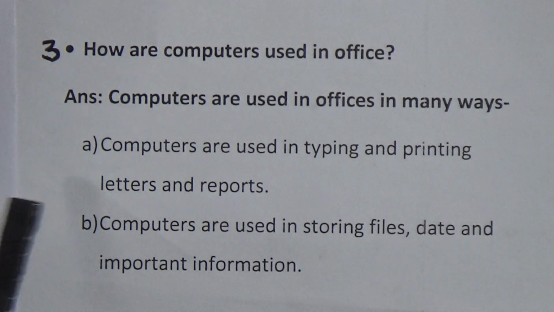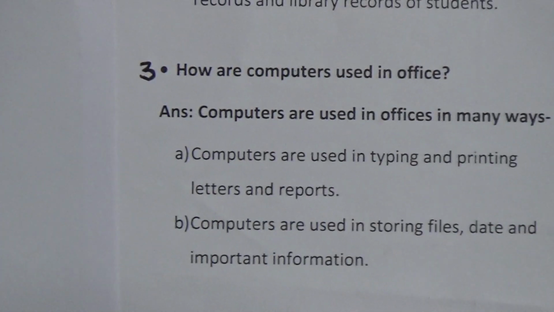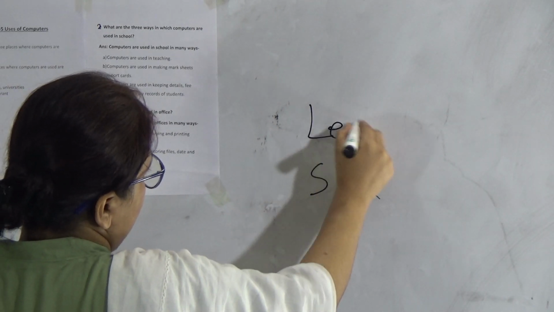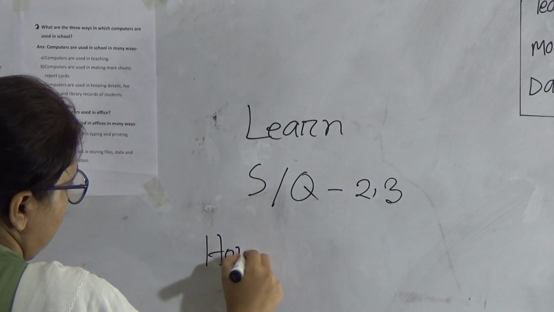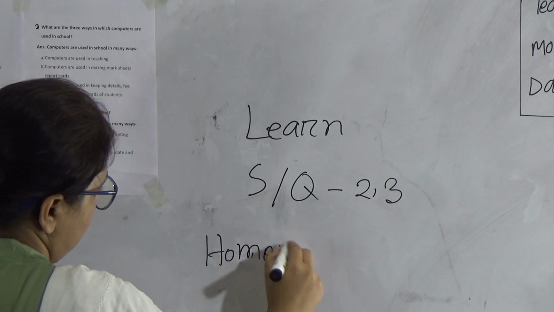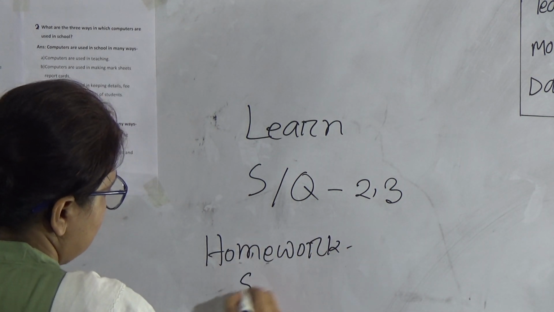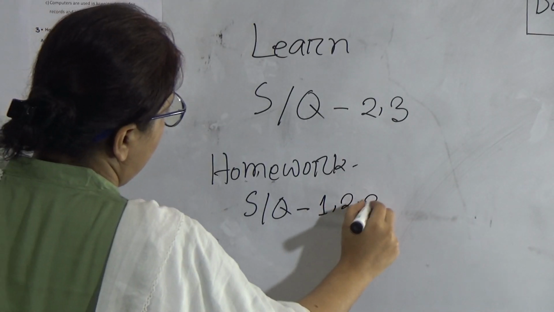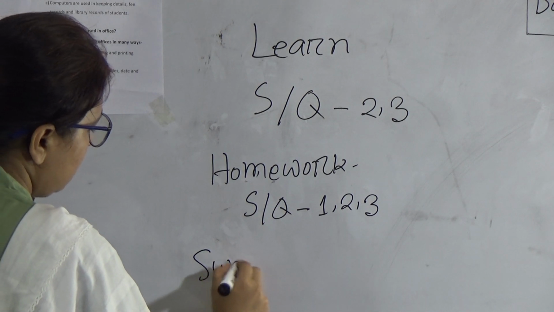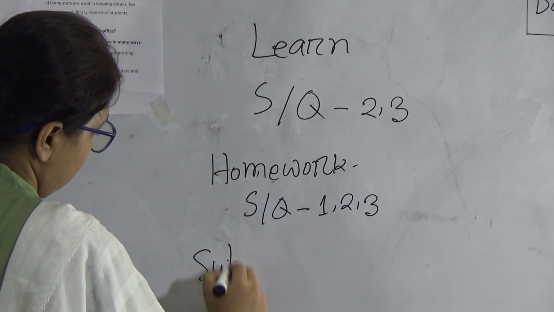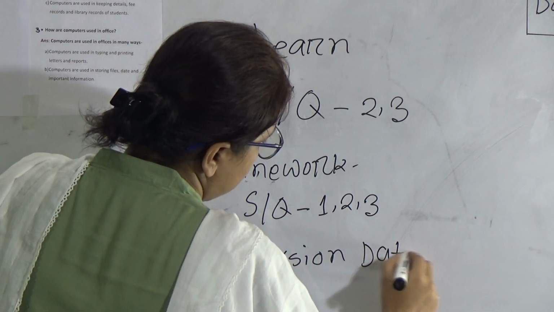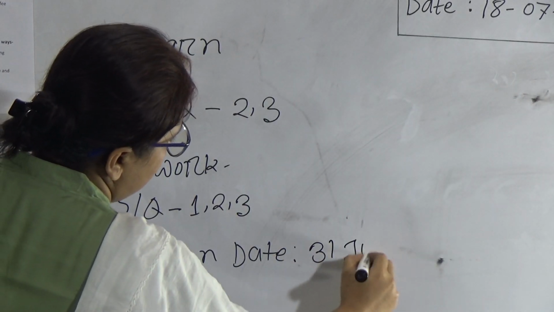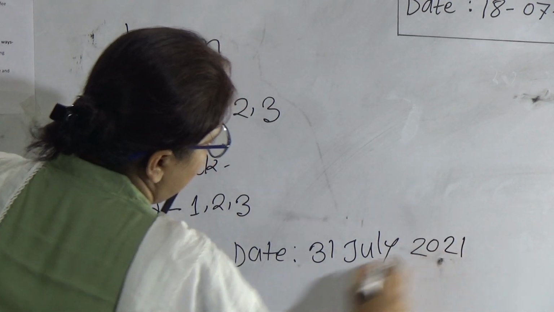So dear learners, here are short questions 1, 2 and 3 from chapter 5. You have to learn short questions 2 and 3, and your homework will be to write short questions 1, 2 and 3, and the submission date will be 31st July, Saturday.